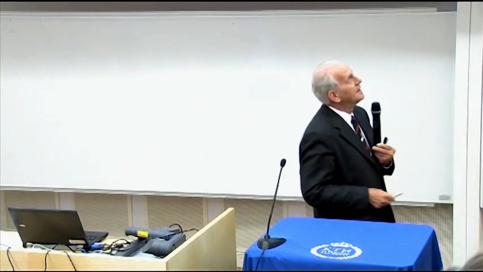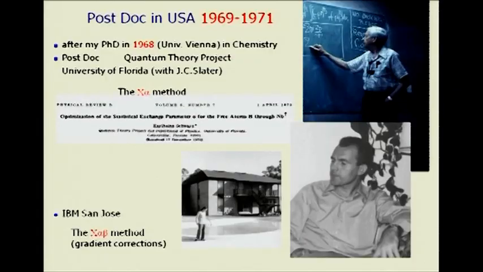I got my PhD in '68 in chemistry, so it was 1 year earlier than Börje. And we heard about the quick time of publication. If you look at this paper, which was the X-alpha method, it was submitted in December 1970. It was published in April '72, and it was a paper which was quoted many, many times in the '70s and the '80s. So that was the X-alpha method.